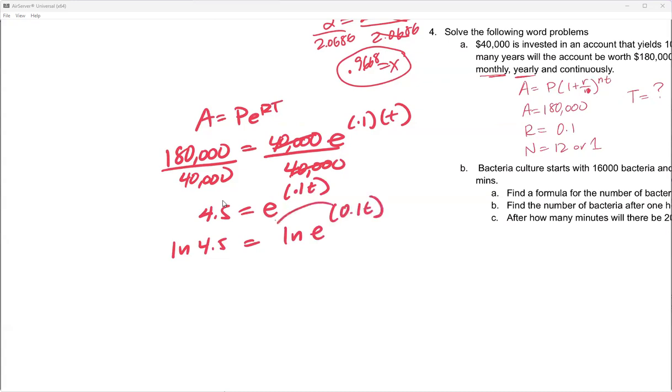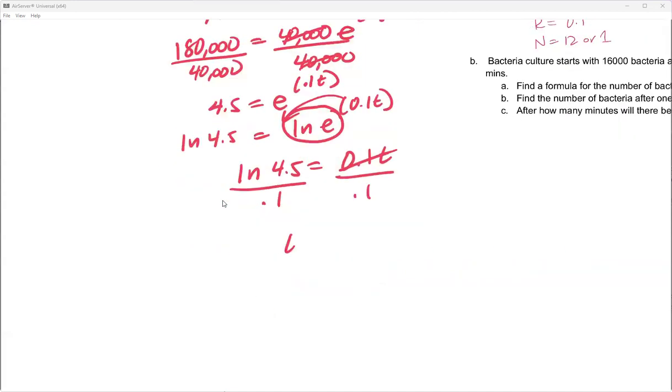Bring this to the front. So it will be ln of 4.5 is equal to 0.1 T, because this is 1. Divide this by 0.1. So ln of 4.5 is equal to 1.5. Divide this by 0.1, you'll get 15 as well. So T is equal to 15.